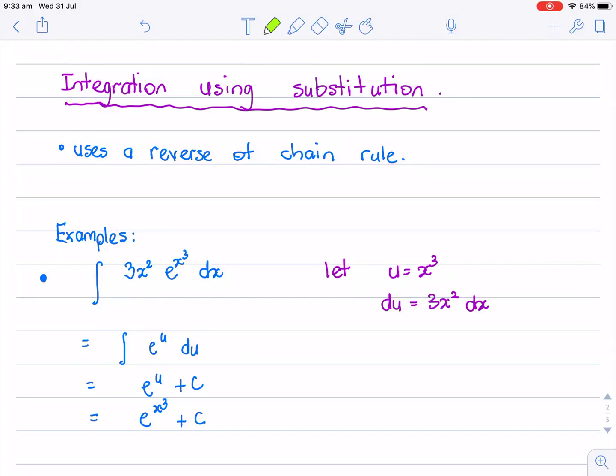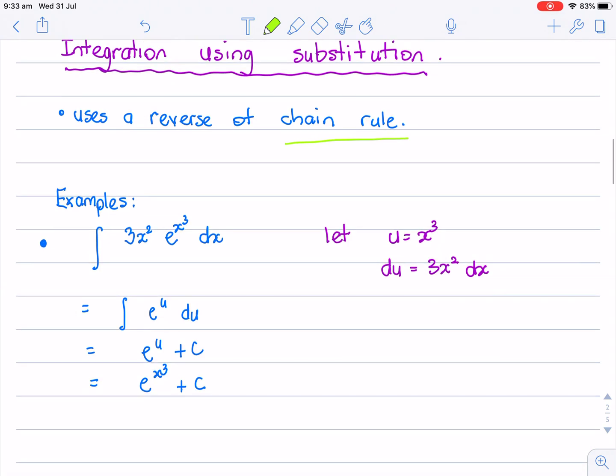So in this video we're going to look at integration using substitution, and really when we talk about integration using substitution we're talking about a reversal of the chain rule. That's really why we do it. If you can see that it's just reversing the chain rule that we used in differentiation, then you don't have to do substitution. Sometimes it's not as obvious and it's not as pretty.